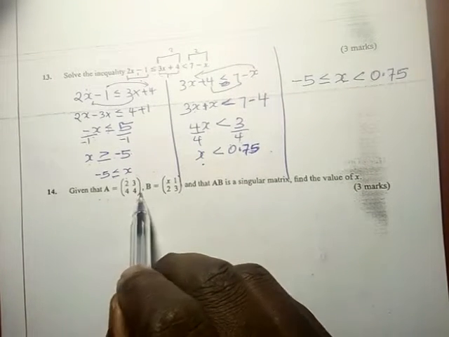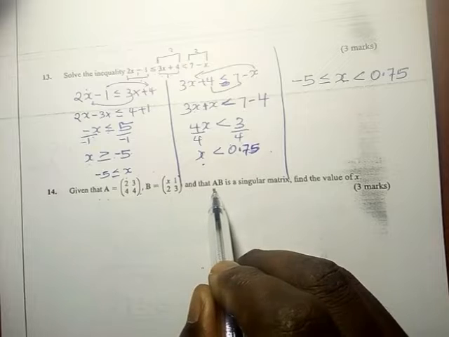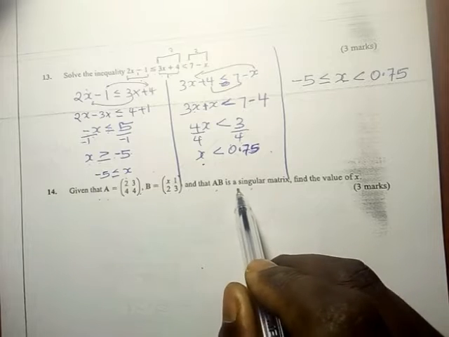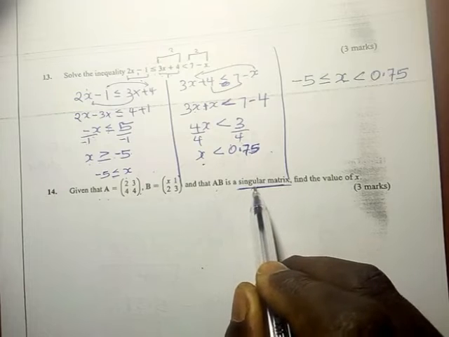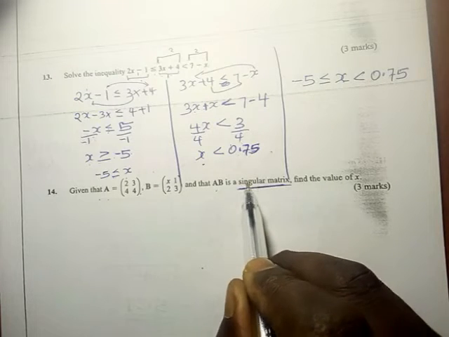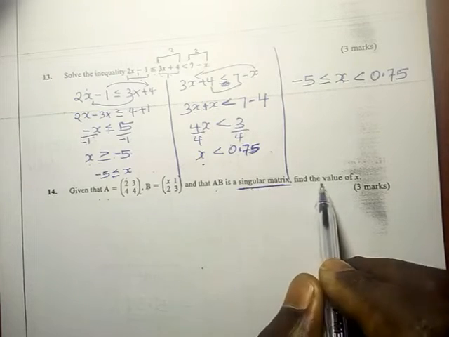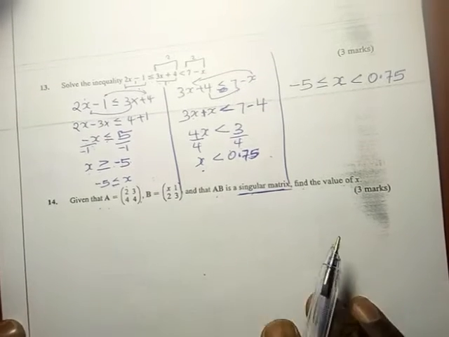Given that A is this, B is this, and the AB is a singular matrix. A singular matrix is a matrix whose determinant is 0. Determinant of a singular matrix is 0. Find the value of x.